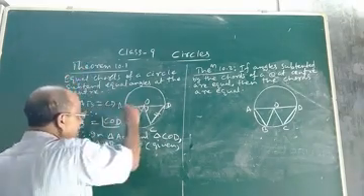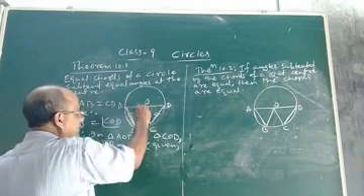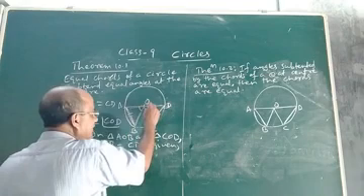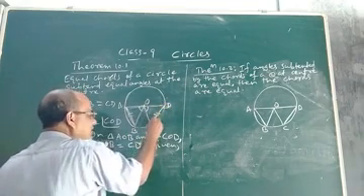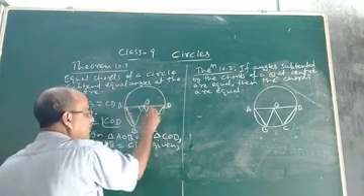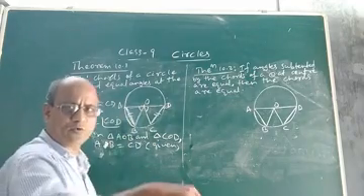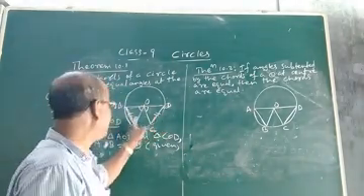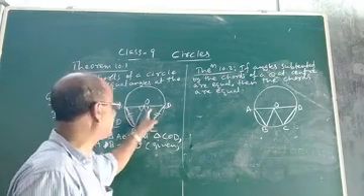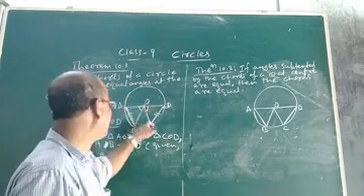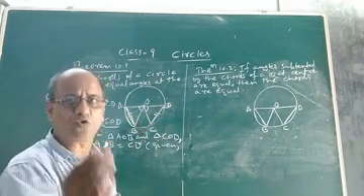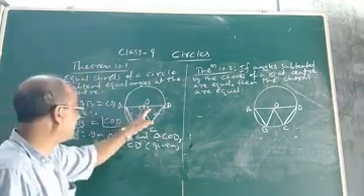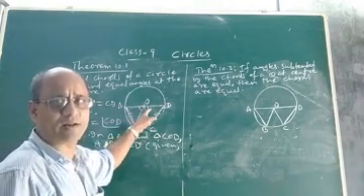So the angle subtended by this chord AB at the center is which one? Angle AOB. Similarly, the angle subtended at the center O by this chord CD is which one? Angle COD. So what do we want to prove? We need to prove that if AB equals CD, then angle AOB and angle COD are equal. See how to prove it. Given: AB equal to CD. To prove: angle AOB equal to angle COD.